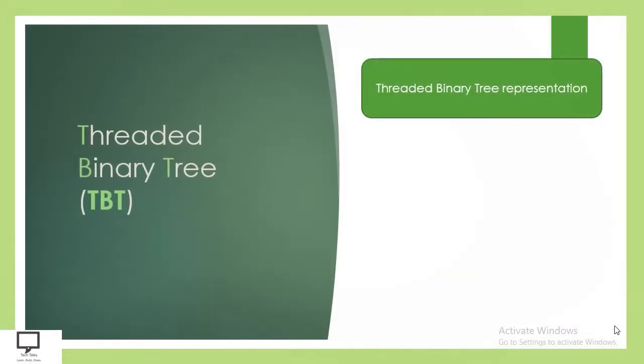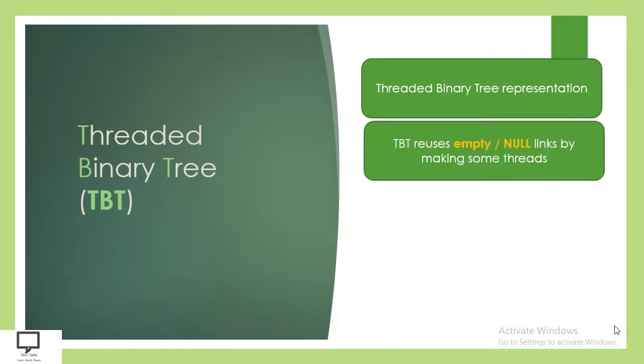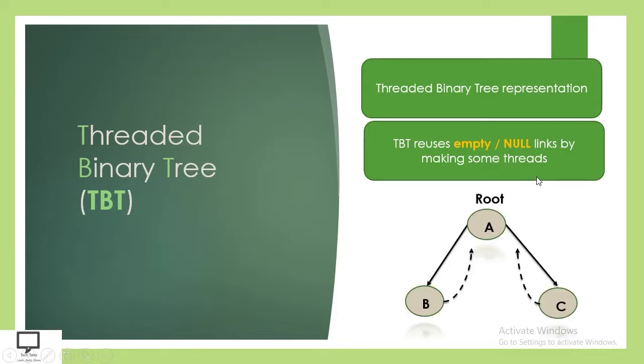In the threaded binary tree, we replace all the null values by the threads. So the threaded binary tree reuses the empty or null links or pointers by making some threads. Here for your reference, I am providing you the same diagram where A was a root node, its left child was B and its right child was C, so that the null pointers are replaced with the threads. Always threads are represented by the dotted arrow, and always threads are growing from the lower level to the higher level, or from the child node to the parent node.